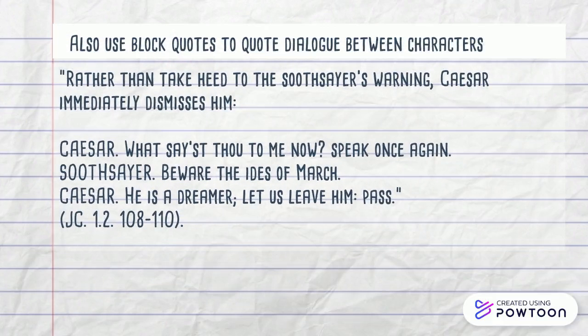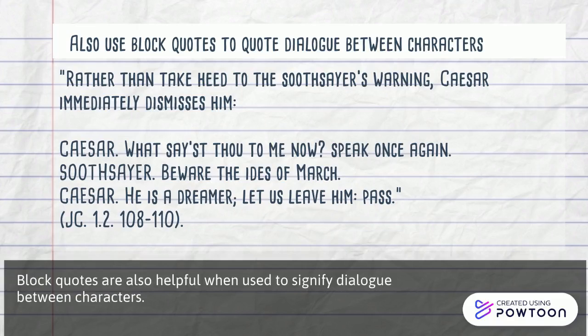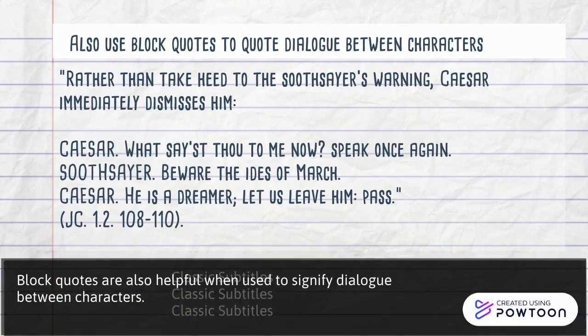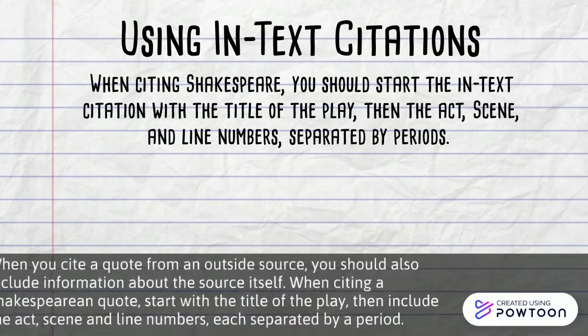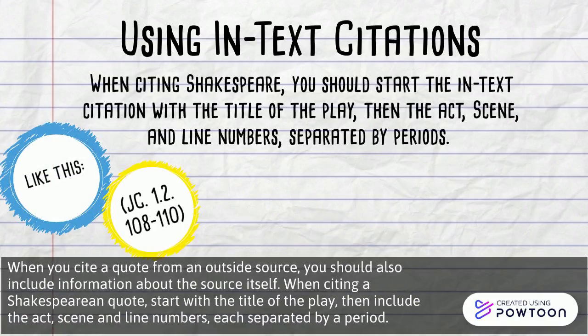Block quotes are also helpful when used to signify dialogue between characters. When you cite a quote from an outside source, you should also include the information about the quote itself. When citing a Shakespearean quote, start with the title.